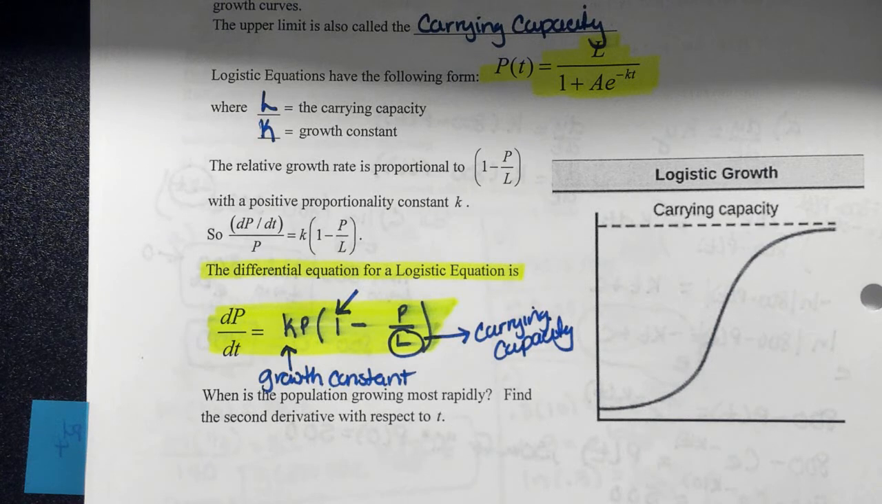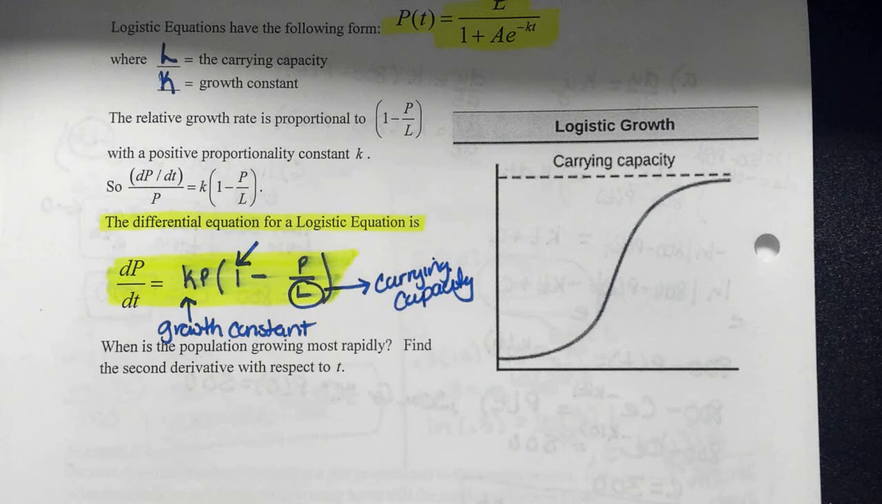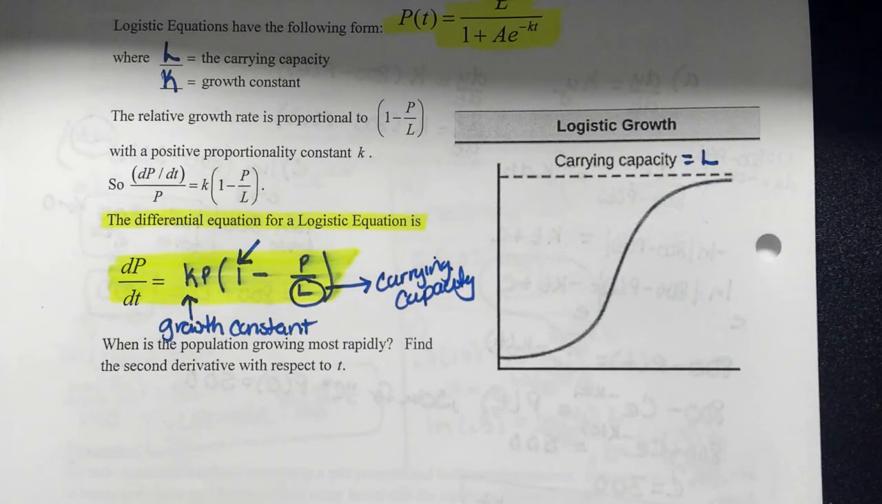Most of the time when you're dealing with logistical questions, they're always going to deal with carrying capacity. They're going to ask you about growth constants. They're also going to talk about where it grows the fastest. So like I said, here's an example of what a logistical curve looks like. The carrying capacity, like I said, is in the equation. That is your L value.